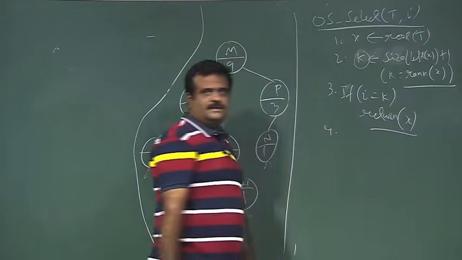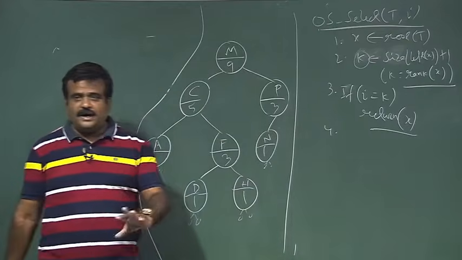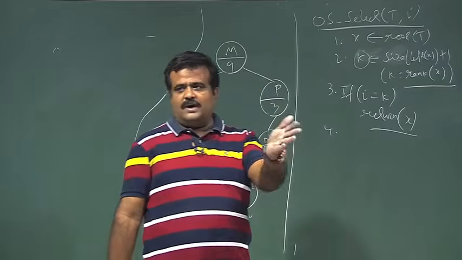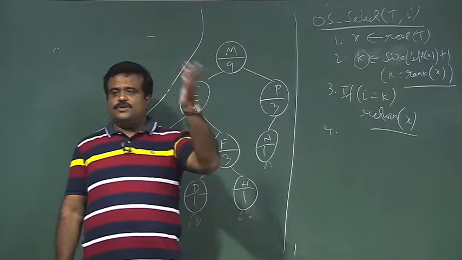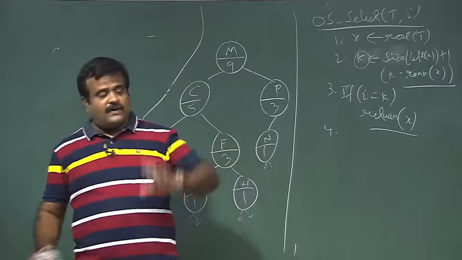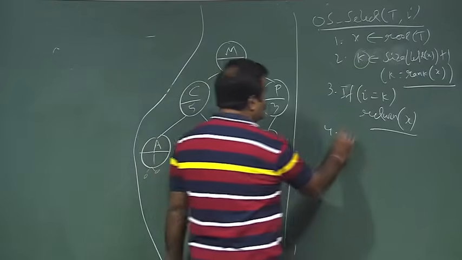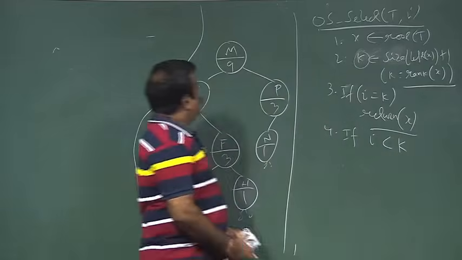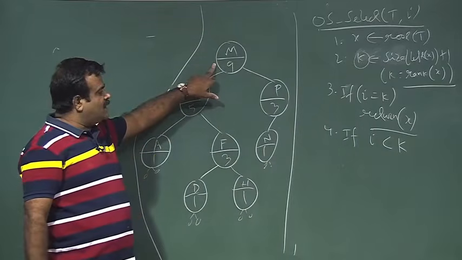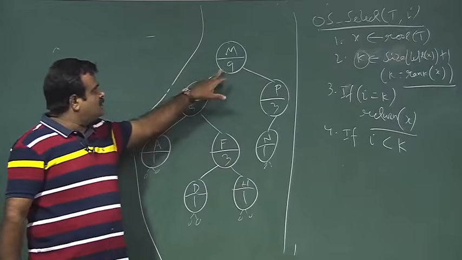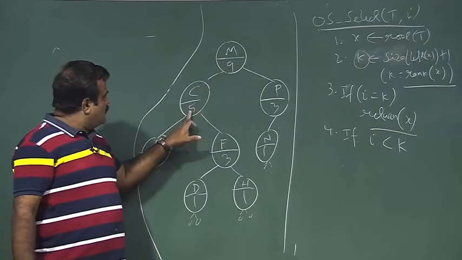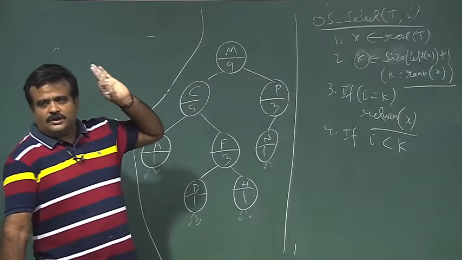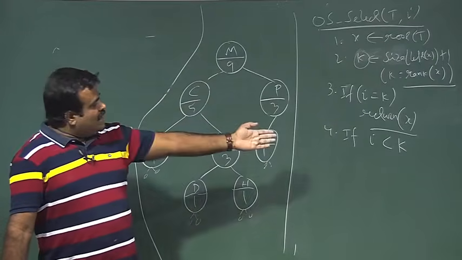Otherwise, if we are not so lucky, if we just get the k which we are looking for, the kth smallest element, that is the root itself. Otherwise, what do we do? If i is less than k, that means we know this root is the kth smallest element, say this is the 6th smallest element. Suppose we are looking for the third smallest element, then i is less than k.